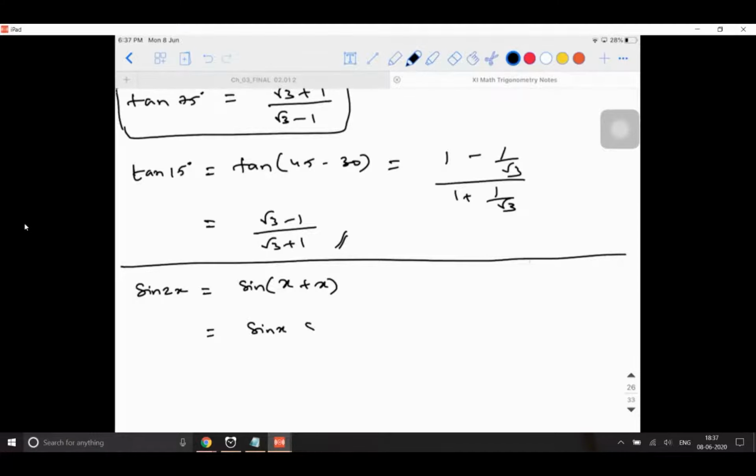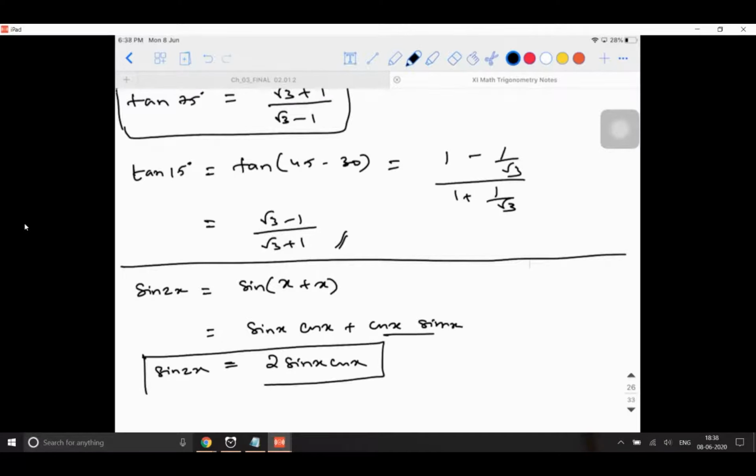So remember it like this, sin x into sin x plus cos x into cos x. Sorry, I made a mistake. So sin cos plus cos sin. So sin x into cos x plus cos x into sin x. So sin x into cos x plus sin x into cos x will be 2 times sin x into cos x. So this is going to be the formula for sin 2x.